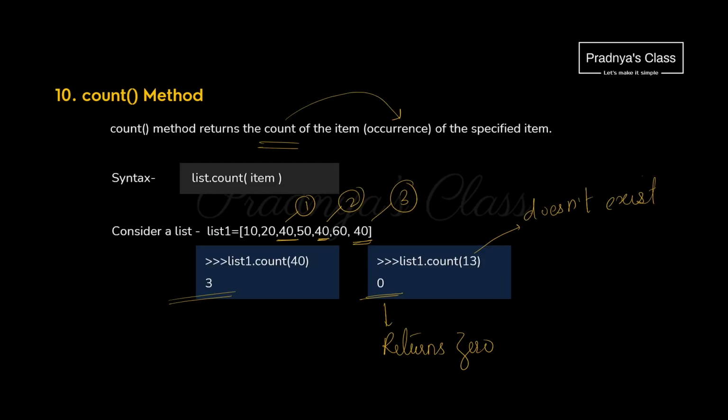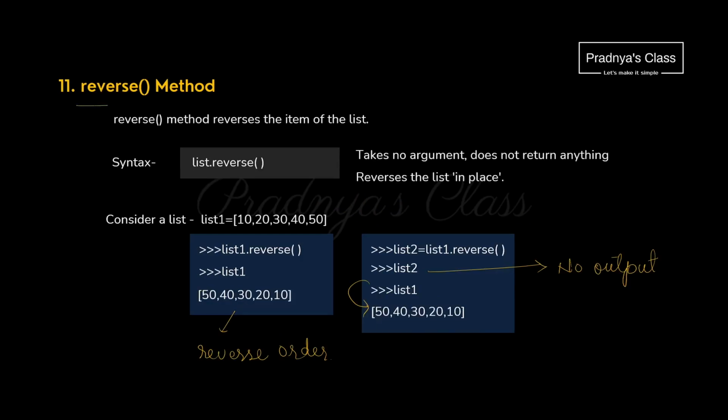Count method is the same as in string. It will count the occurrences of the atom. 40 is present 3 times. If it doesn't exist, it will not give an error. It will give 0. There is one more method, reverse.